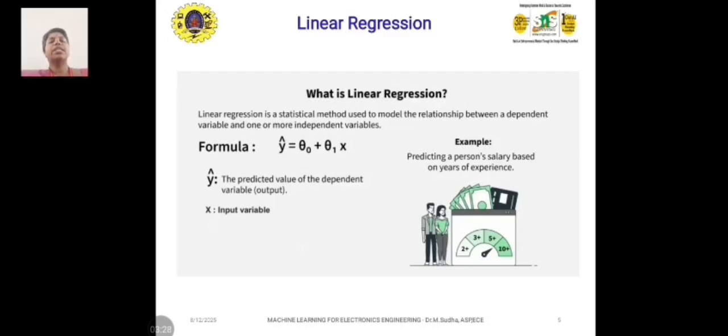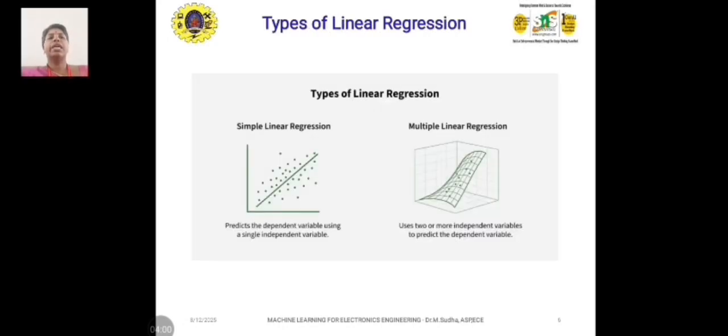Linear regression is a statistical method used to model the relationship between a dependent variable and one or more independent variables. The formula is y cap equals theta naught plus theta 1 into x. Here y cap is the predicted value of the dependent variable, that is the output, and x is the input variable. An example is predicting a person's salary based on years of experience. Obviously, if the years of experience increase, the salary goes on increasing. So this is a good example for linear regression.